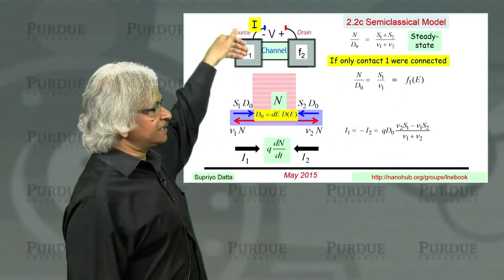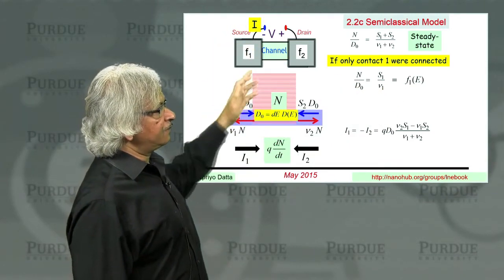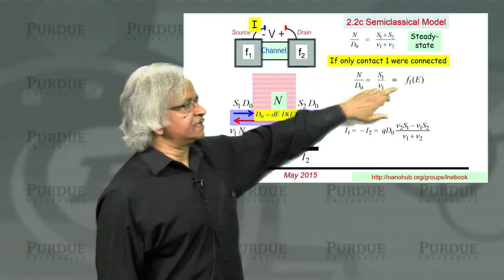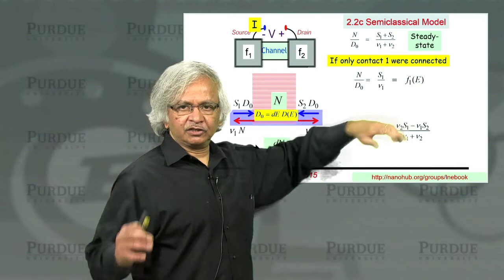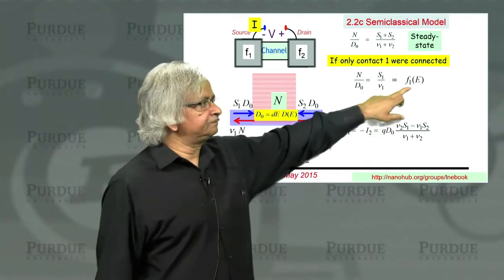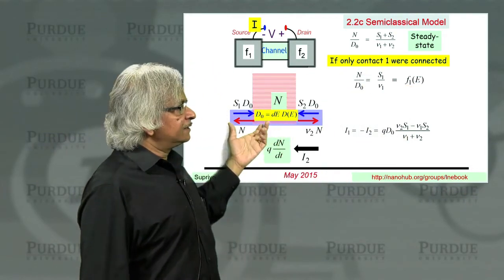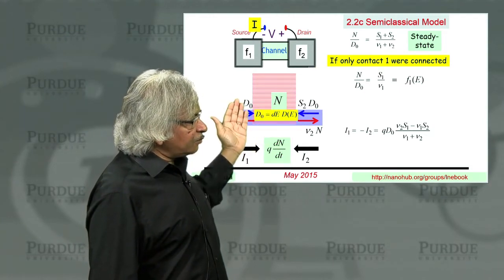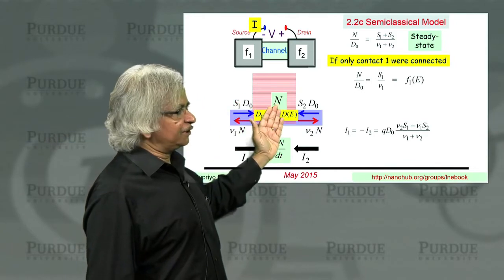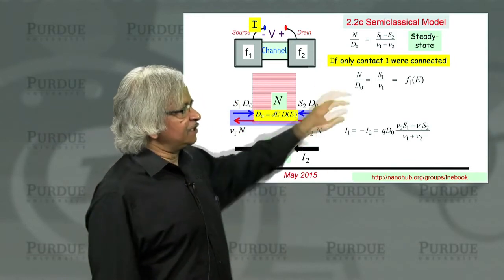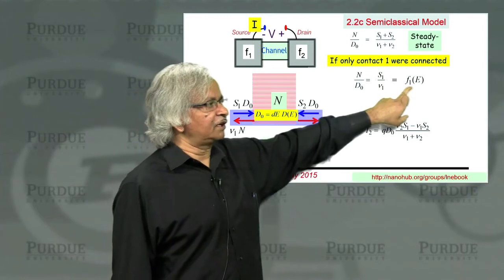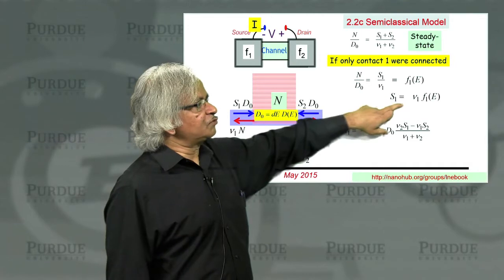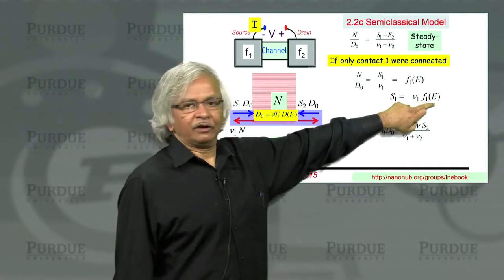And if they come to equilibrium, they should be described by the same Fermi function. So in other words, inside this contact, the ratio of occupied states to the total number of states is given by the Fermi function. It tells you what fraction of states are occupied. And since we have only one contact, it's in equilibrium with the channel, and so under those conditions, the ratio must be equal to whatever it is inside the contact. And hence, S1 must be equal to nu1 times F1.